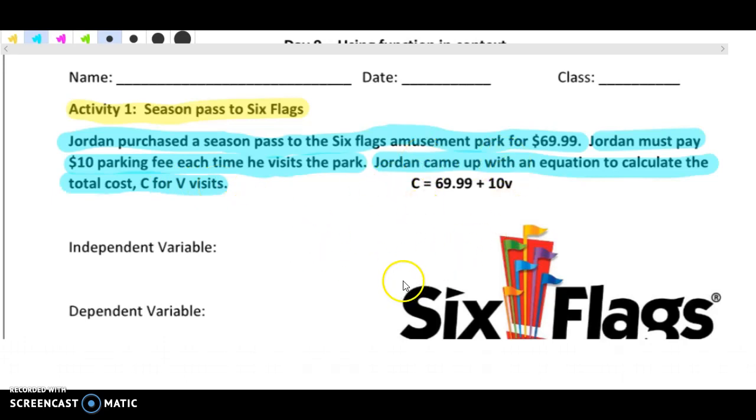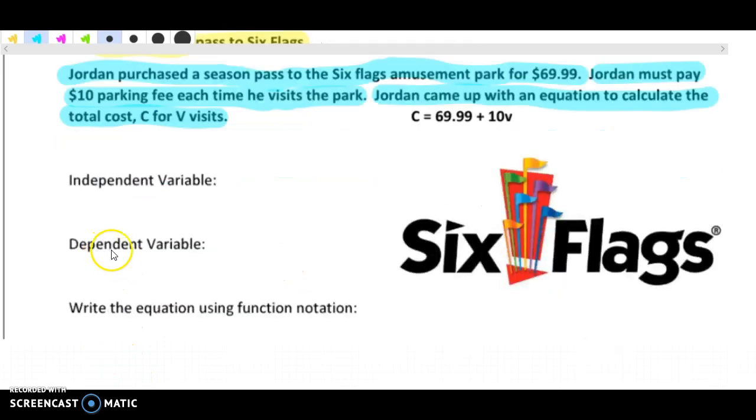Now if you think about it, most of the work is done for us. I mean, we have an equation. C is the cost and V is the number of visits. So C is equal to $69.99 plus 10V, which means each time he visits he must pay a $10 parking fee. Now we're asked to find the independent variable and the dependent variable. I want you to ask yourself, does the cost of going to Six Flags depend on the number of visits, or do the number of visits depend on the cost? See, one will make more sense.